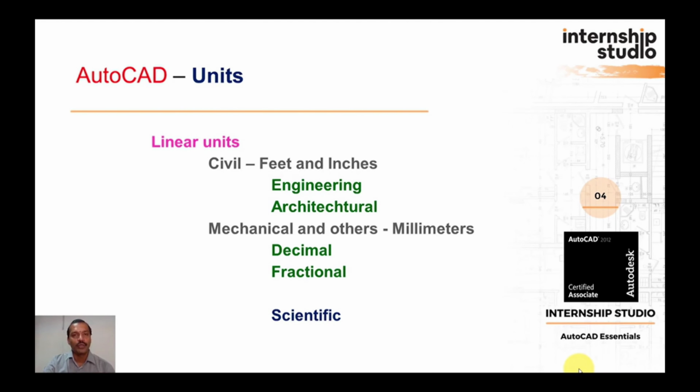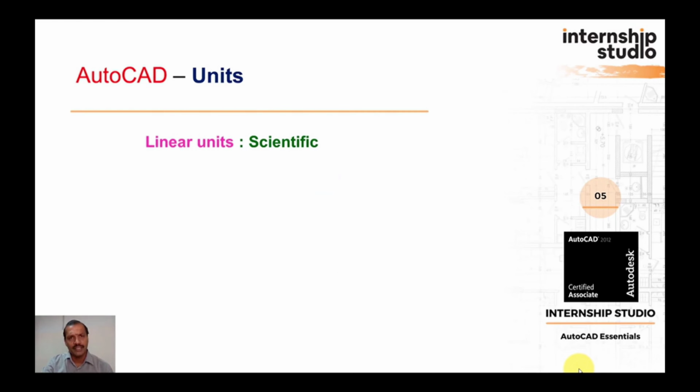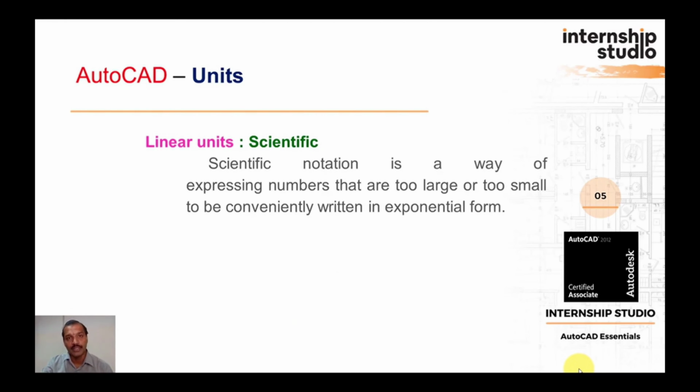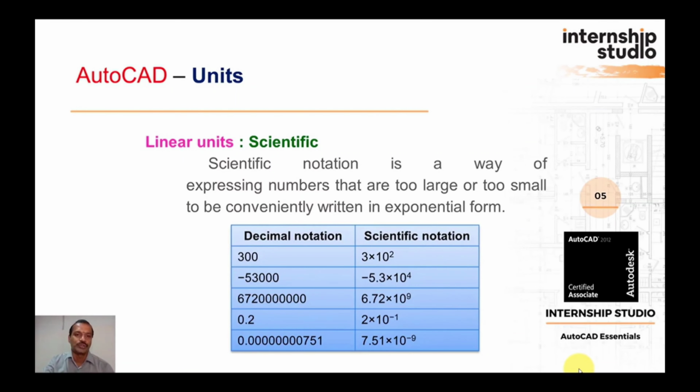Now we are going to discuss scientific. What does scientific mean? Scientific is nothing but scientific notation. It is a system of representing a very large number or a very small number in an exponential way. For example, 300 can be written in scientific notation as 3 multiplied by 10 to the power of 2. In the same way, all numbers can be expressed in exponential form. This is general information.